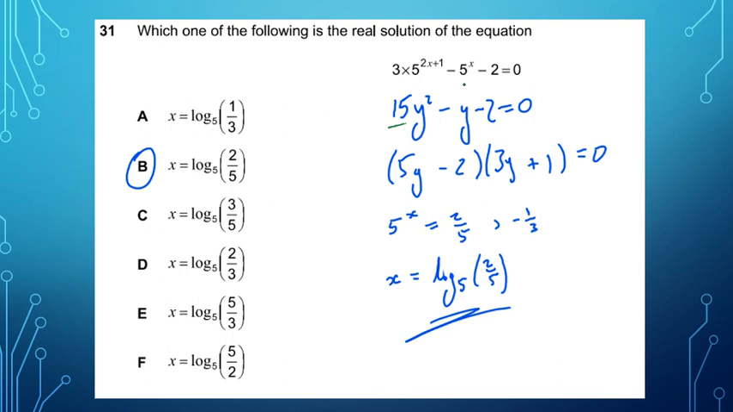If you like, we can change 5 to the x to y, so you've got 15y squared minus y minus 2 is 0. Okay, that factorizes, no problem. I'm going to have to split 5 and 3 at the front, and that means that y is 2/5 or minus 1/3, and so we can use log base 5 on that, and the log of a negative is not a real number, so we need the first one, and that coincides with answer B. Next.